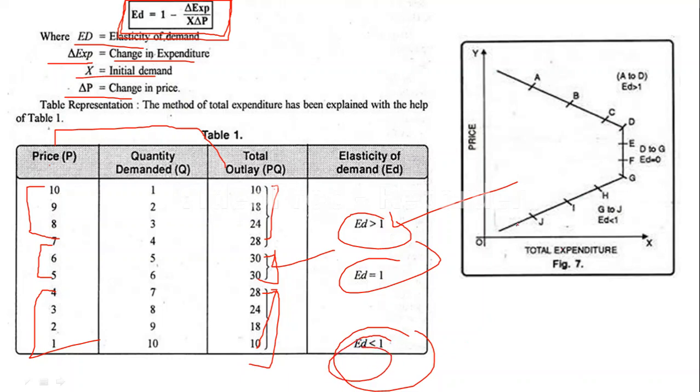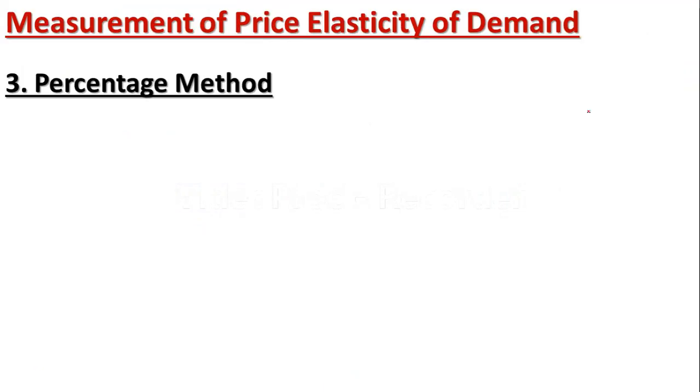This we can also show by using this diagram. In this range elasticity of demand is less than 1, here elasticity of demand is equal to 1, and from here to here elasticity of demand is greater than 1. So the next method is the percentage method.